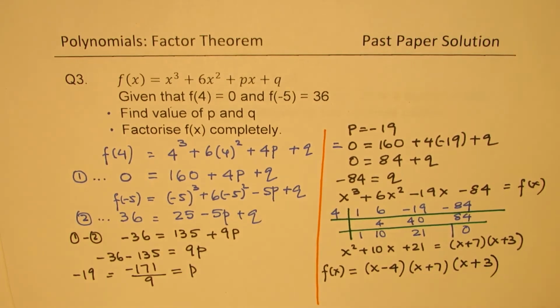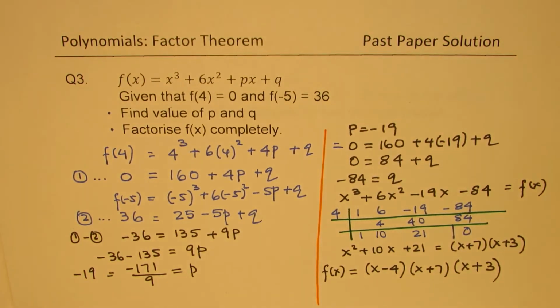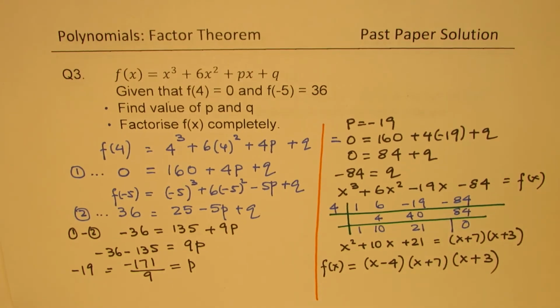Does it make sense to you? So that is how we can actually factorize completely after finding both P and Q. So this is a brilliant question, and I hope that it will make meaning for many students.